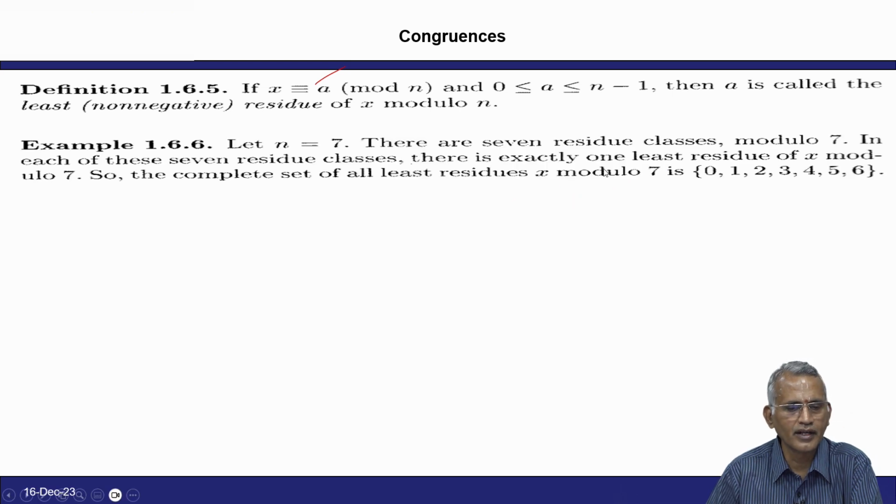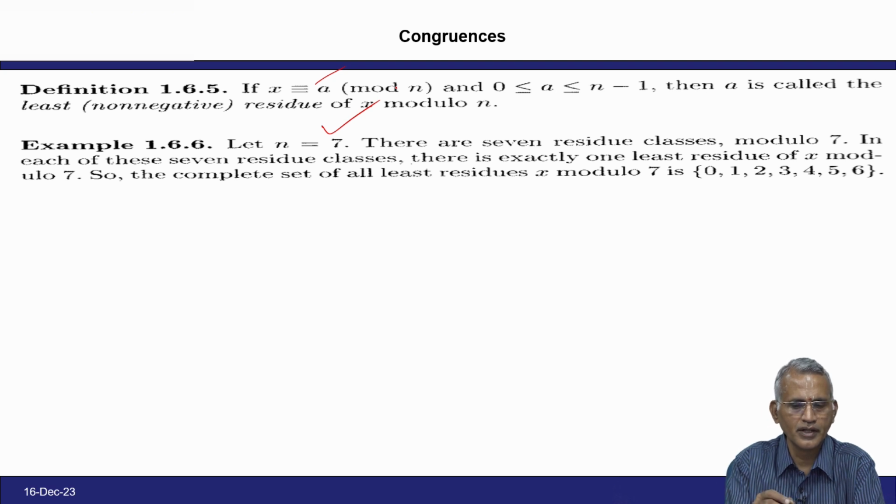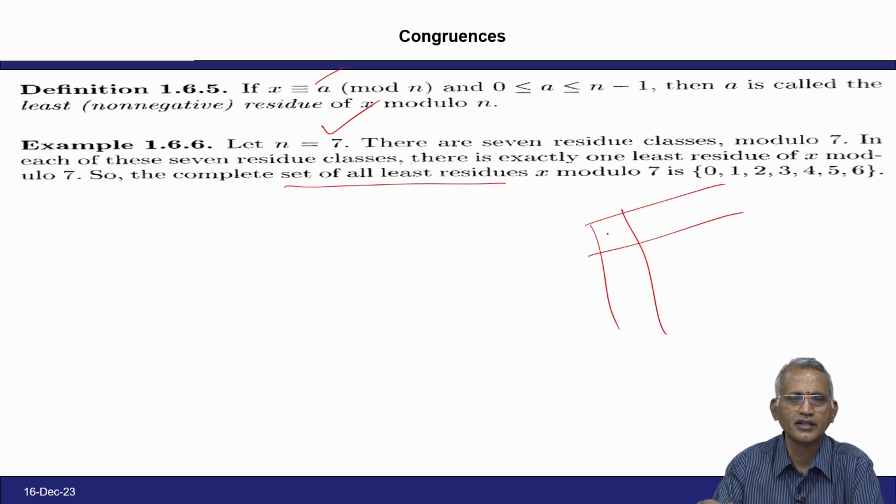For example, if you take n equal to 7, there are 7 residue classes under modulo 7. In each of these 7 residue classes, there is exactly one least residue of x under modulo 7. So, the complete set of all least residues of x under modulo 7 is 0, 1, 2, 3, 4, 5, 6. So, you can apply it in a Cayley table, and in future we can study group theory, so that you can understand further what the Cayley table of this is.